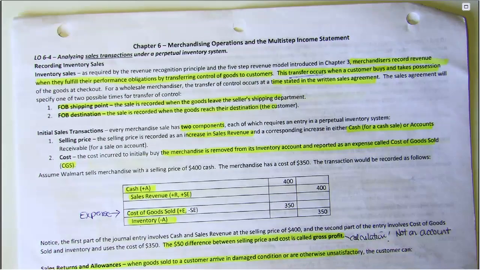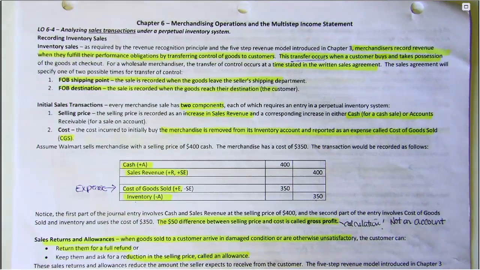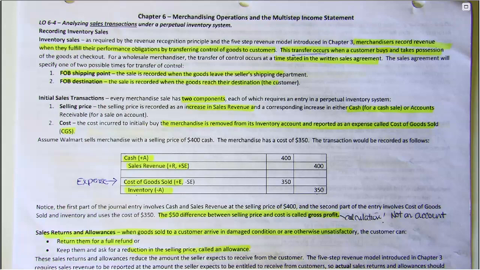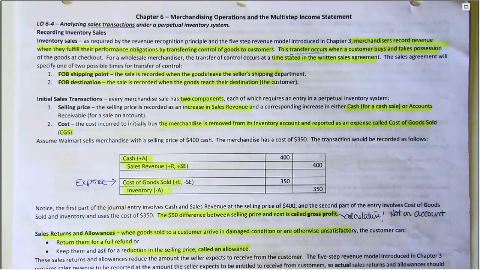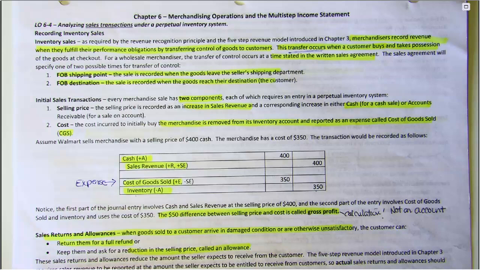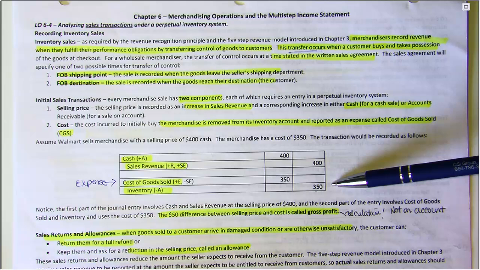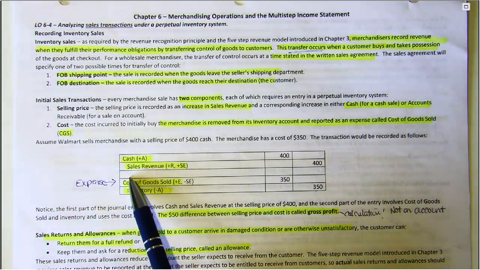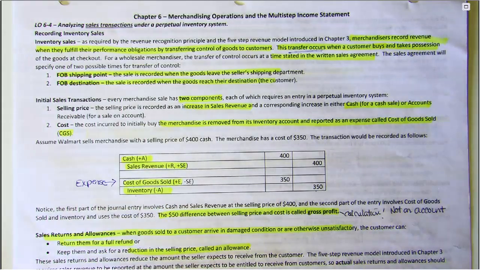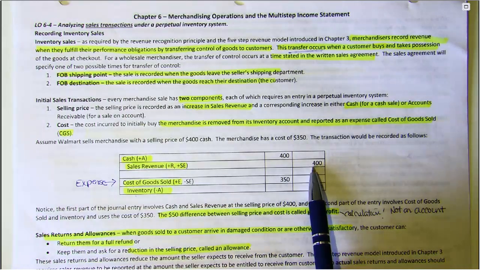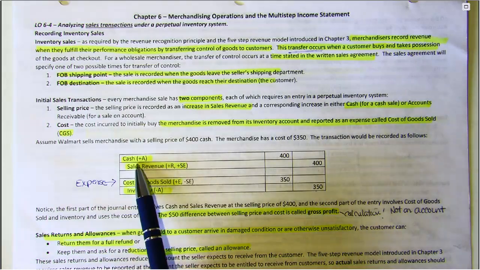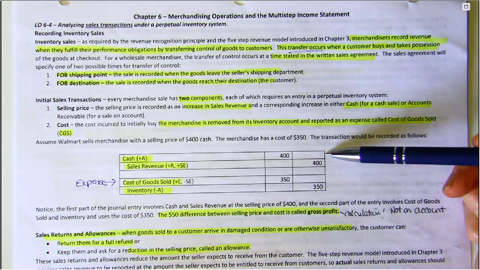Okay, so our sales transactions in a perpetual inventory system are more complicated than with a periodic system. We have two journal entries that need to be made or prepared. The first journal entry records the sale at the selling price. So we increase our sales revenue account and we debit to increase either cash if we're getting paid cash or accounts receivable. So that entry occurs at the selling price.